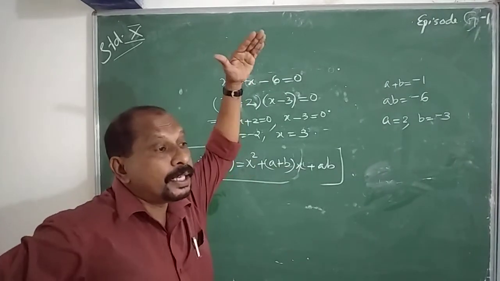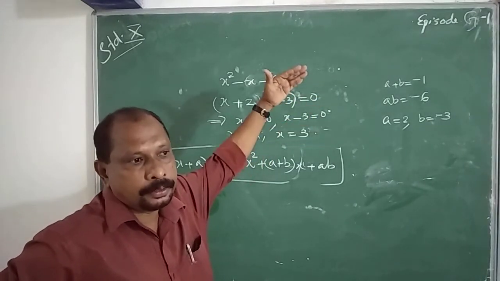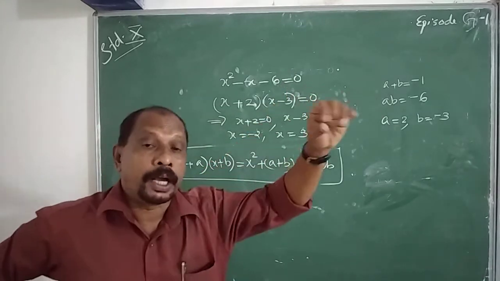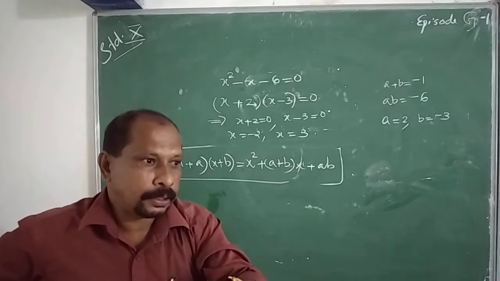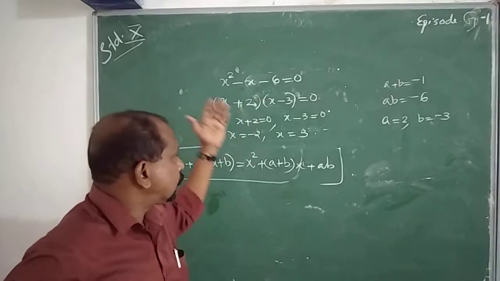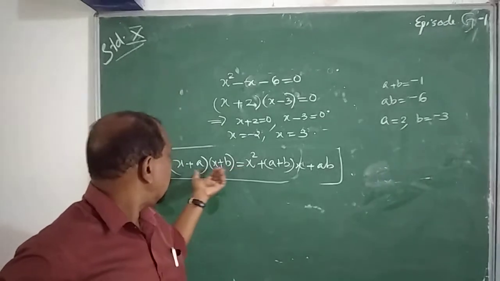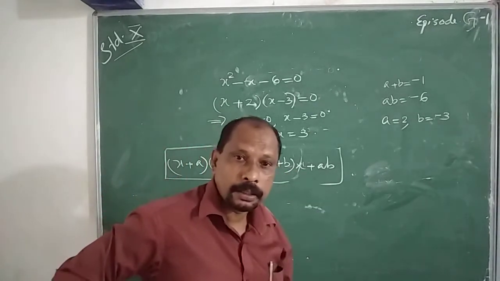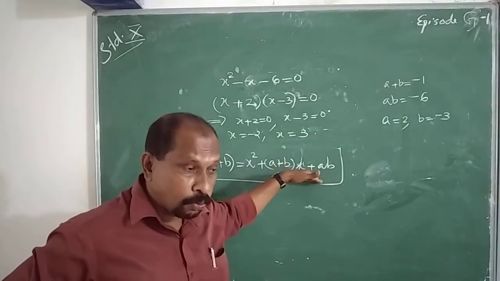Therefore, using these identities, let us consider different examples. In the a plus b whole square or a minus b whole square form, the values are the same. In the a plus b into a minus b form, the values are the same in magnitude with opposite sign. And the last one is not a perfect square form, that is x plus a into x plus b, x square plus a plus b x plus ab. Therefore, let us consider several examples using these identities.